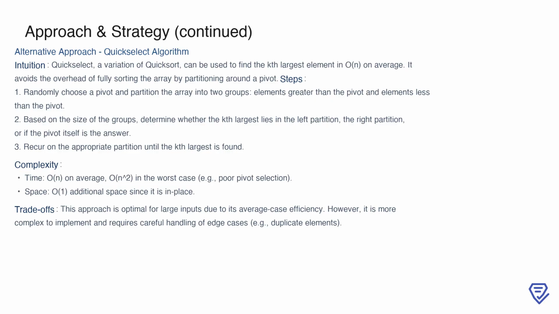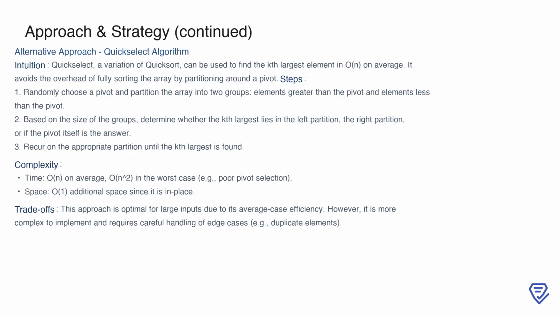Based on the size of these groups, we can determine whether the kth largest element lies in the left partition, the right partition, or if it is the pivot itself. We then recurse on the appropriate partition until we find the answer. This technique is highly efficient on average, achieving O(n) time complexity, though it can degrade to O(n^2) in the worst case, such as when the pivot is poorly chosen repeatedly.